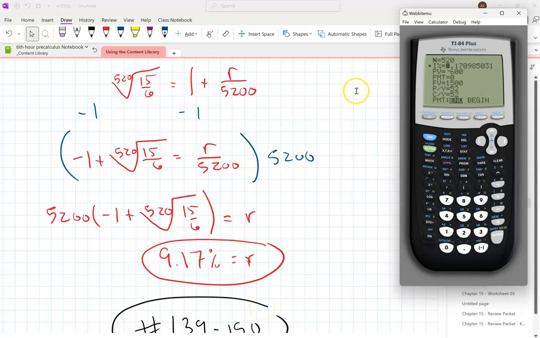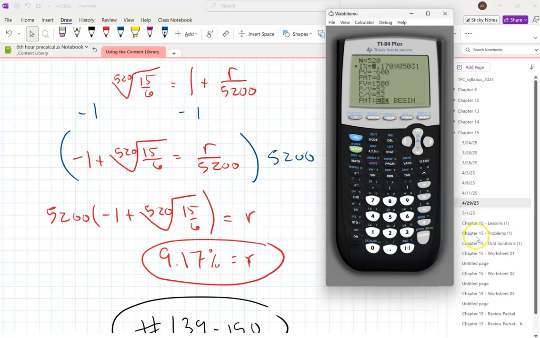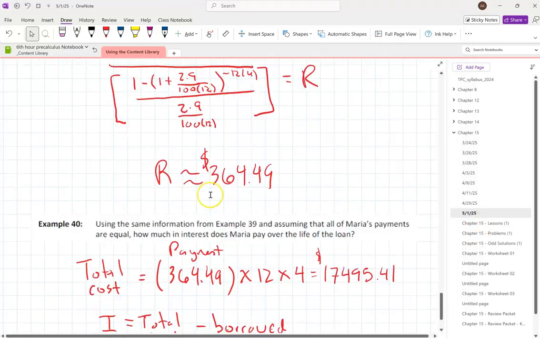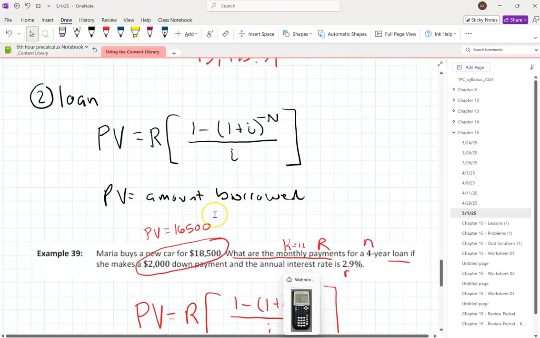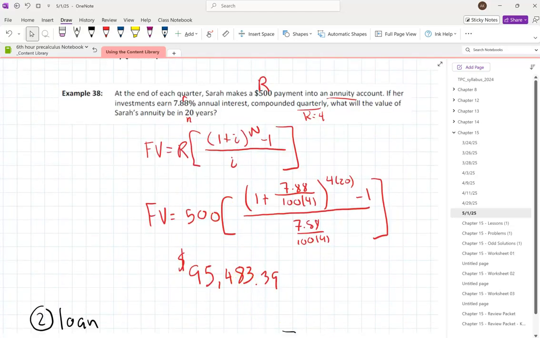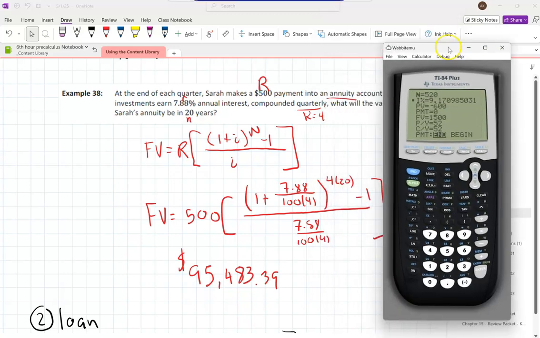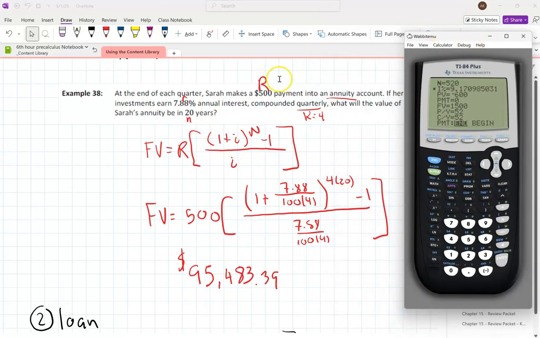We can do the annuity stuff on the TVM solver also. So if we go to the previous ones and we look at, let's start with the investment. So we have 20 years compounded quarterly. So our N is 20 times 4. Our interest rate was 7.88. We didn't start with anything in our savings account, so that would be 0. Our payment is going to be negative 500.